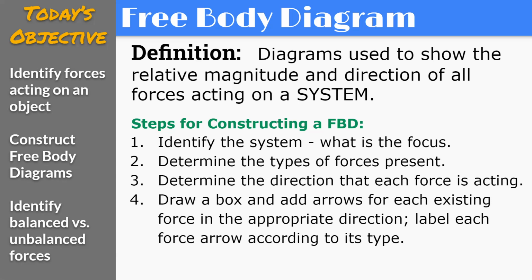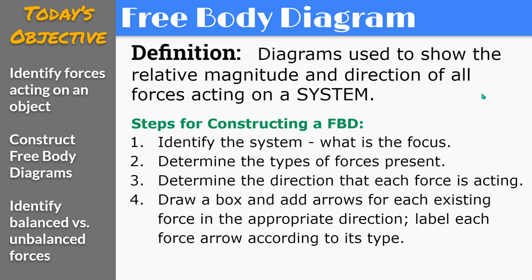But this is going to be a diagram that shows all of the forces with their magnitude, so the length of the arrows will be relatively appropriate. If you have two forces that are the same, then they need to have the same length. If one of them is a greater force than the other, it would need to be a longer arrow than the other. That's what it means by relative magnitude and direction of all forces acting on a system.